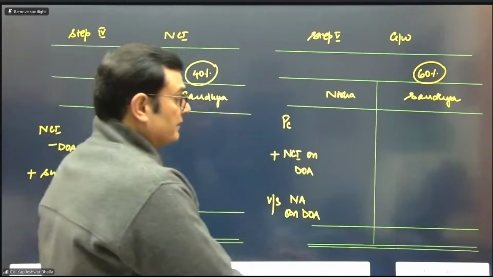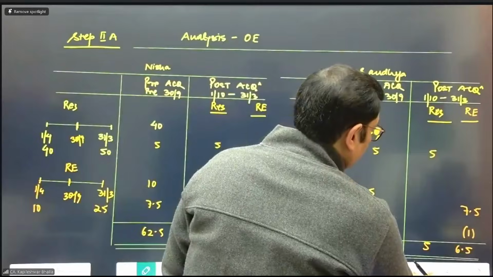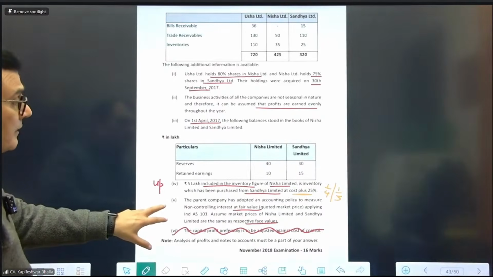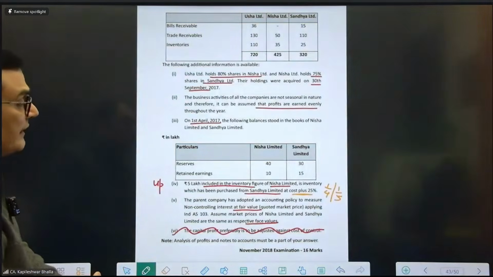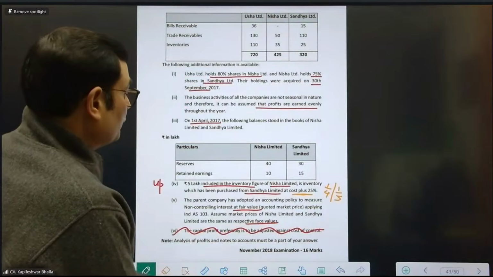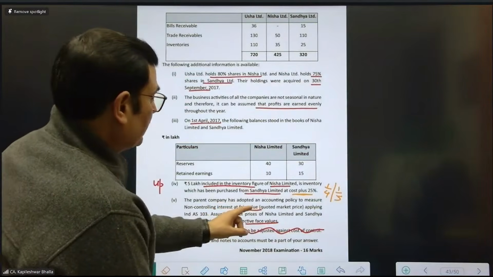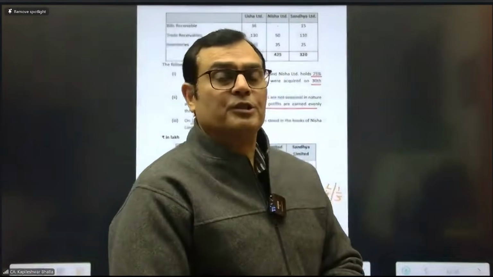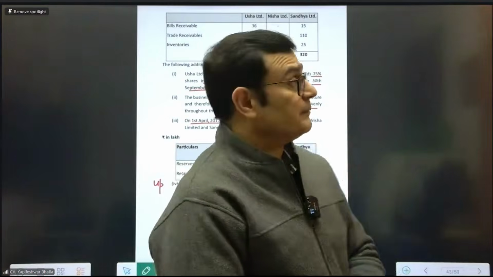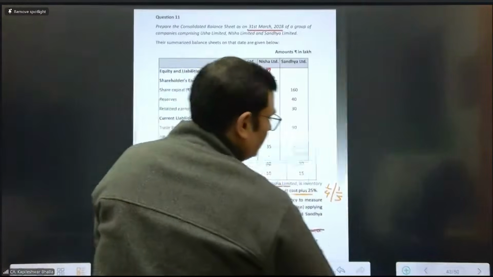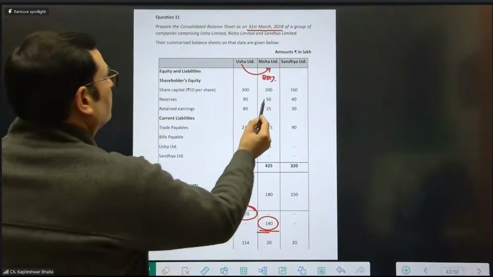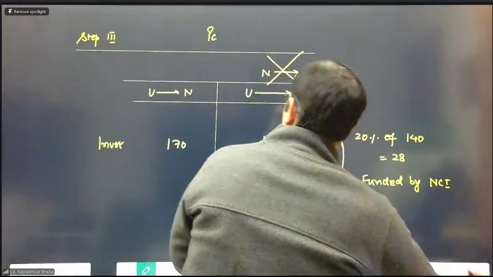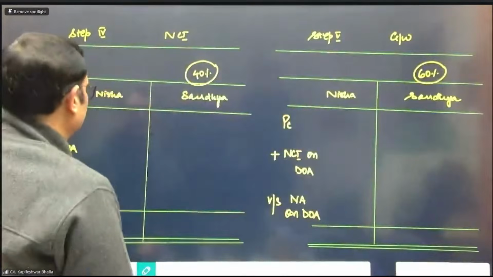Now, as far as the NCI is concerned, we are given in the additional information. It says in point 5, the parent company adopted the policy to measure the NCI at a fair value, applying 103. Assume market price of Nisha and Sandhya are same as the face value. He says, assume that the face value of the equity shares and the market value of equity shares is same. So let's take the data. We know the share capital of the company is 200 and 160.